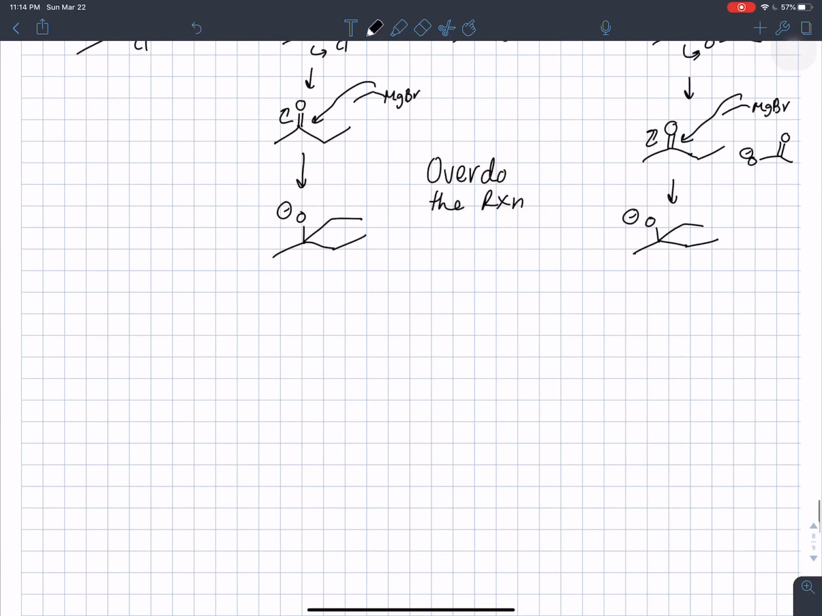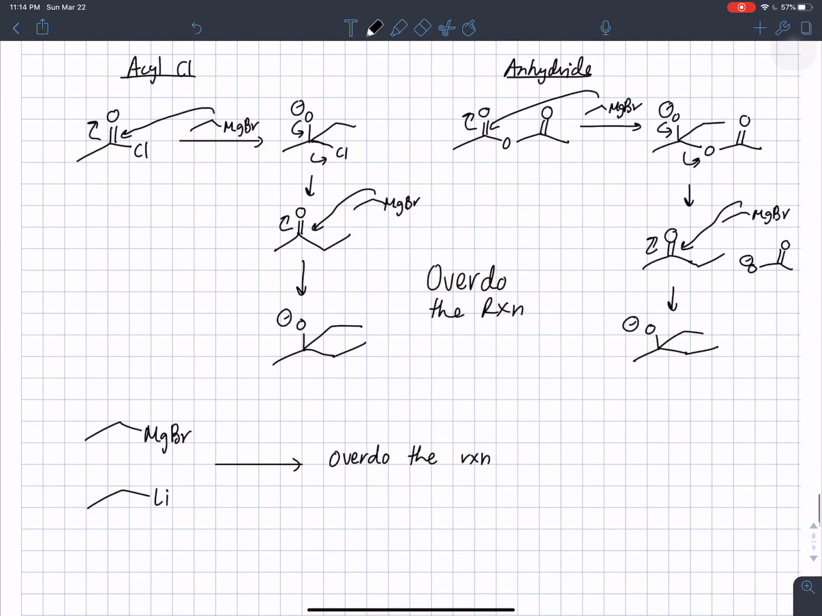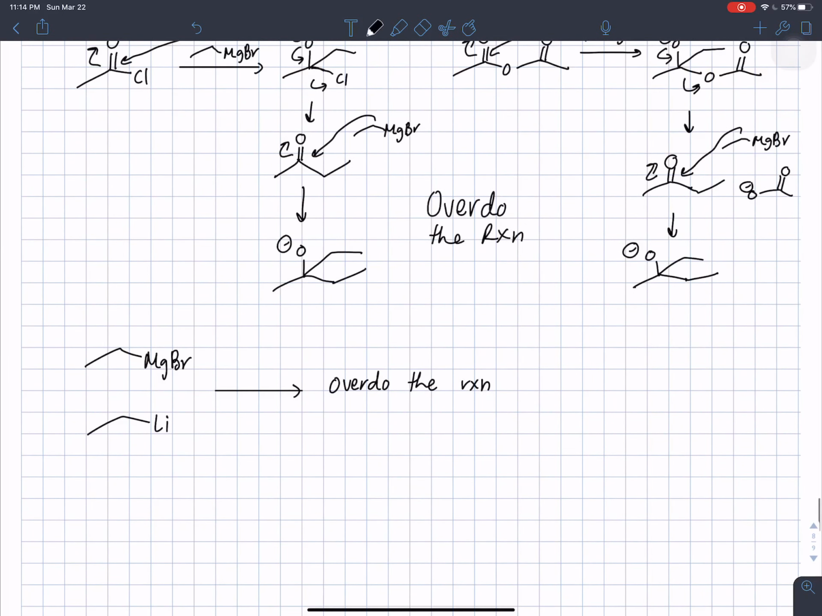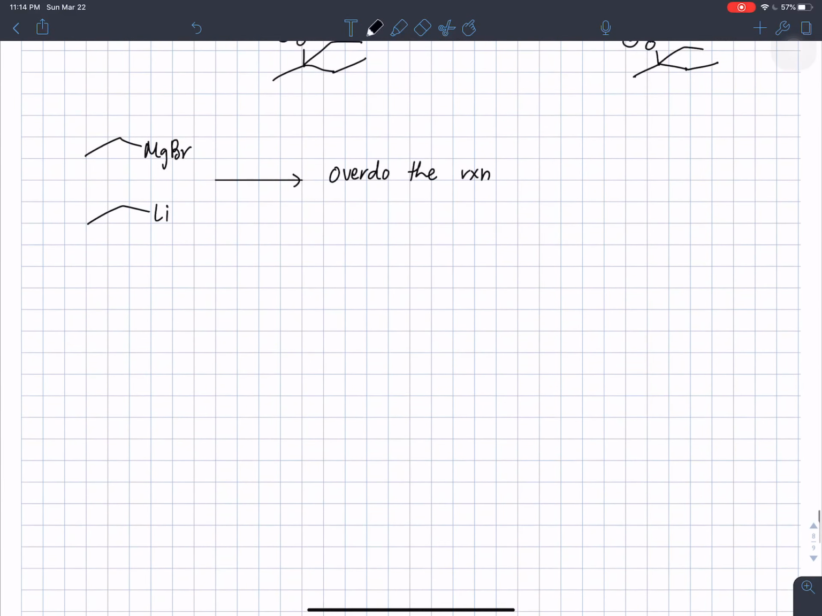MgBr and Li will overdo their reaction. You're going to keep adding for both acyl chlorides and anhydrides. However, and again, you need the H3O plus as the second step. Otherwise you stick with the O minus. So let's write H3O plus as the second step to turn it into a carboxylic acid, OH at the end, sorry. H3O plus. Okay, so those two overdo their reaction.